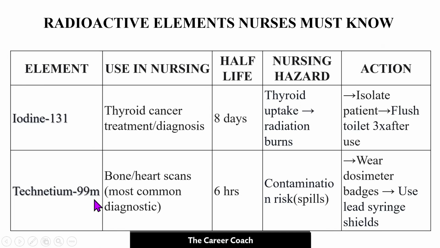Number 2, technetium 99m. How is it used in nursing? It is used in bone and heart scan, most commonly in diagnostics. The half-life of technetium 99m is 6 hours. Hazard for nurses: there is risk for contamination, especially when it spills and touches the human body. So there is need for nurses to wear dosimeter badges. Also learn to use lead syringe shield. There are syringe shields that will prevent spilling. They are specially used in the scan areas, so they must be available.